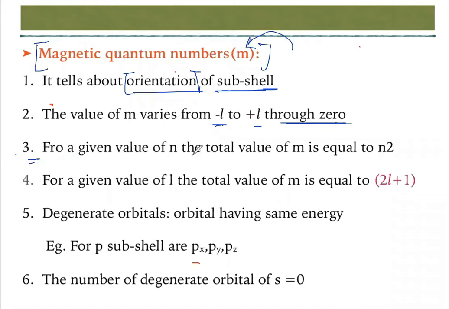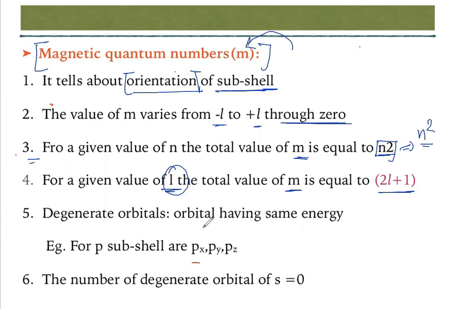Next one, for a given value of n, the total number of m is equal to n square. So if you know the value of n, you can put the value of n and you will get the value of m. For a given value of L, the total value of m is equal to 2L plus 1. Again, if you know the value of L, you can find out the value of m by the formula 2L plus 1.